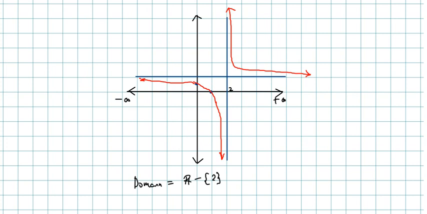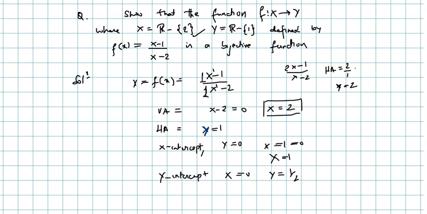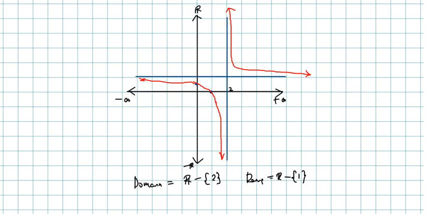Range will be all the y values. Again it is real only. Here we should not have 1, so that means the range would be real minus 1. Check. Here is real minus 1, this is our range. Very good.